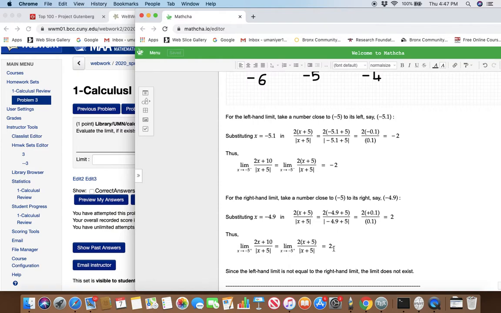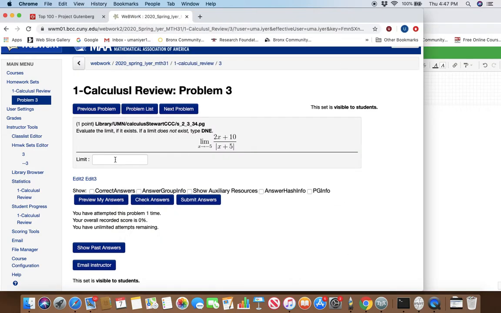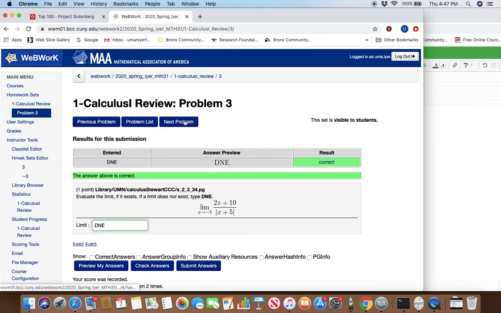Okay, now positive 2. So since the left hand limit, that's -2, is not equal to the right hand limit, the limit does not exist. Okay, all right, next problem.